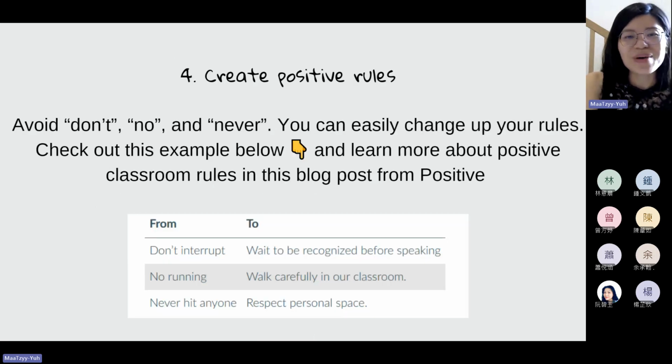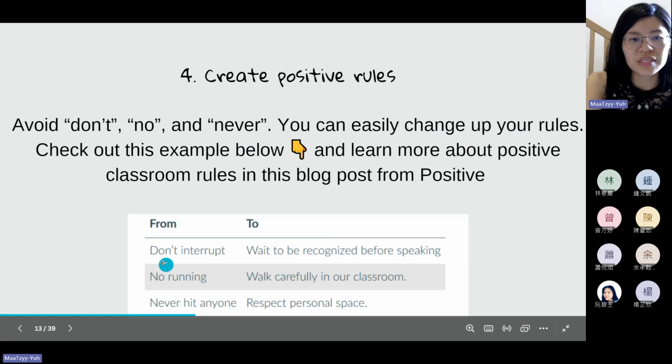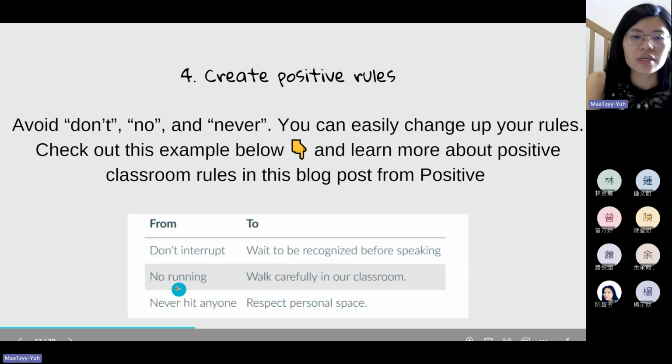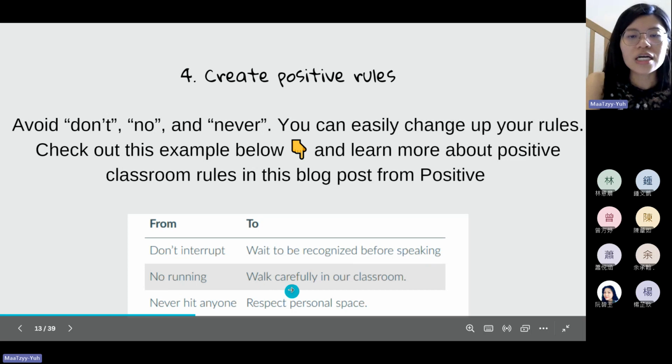And also create positive rules, like what we just talked about. Avoid the don'ts, no, or never. You can just change your rules into positive ones. Instead of saying don't interrupt, you might say wait to be recognized before speaking. Or instead of no running, you can say walk carefully in the classroom. But I guess you don't need this one. And instead of never hit anyone, you can say respect personal space.